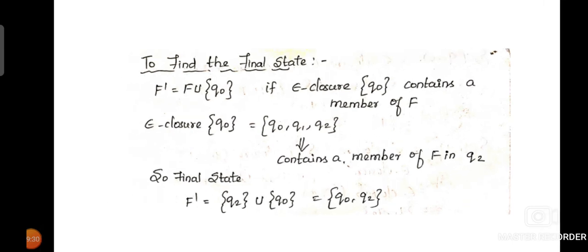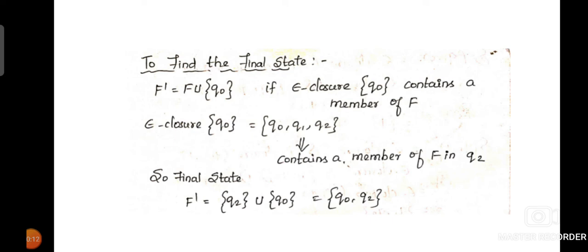Another important thing is, we have to identify the final state for the resultant NFA, and for that we will follow one rule, that is F dash equal to F union starting state. F dash is our final state for our resultant NFA. Here, if the epsilon closure of Q0 contains a member of F, we have to include that state in our final state. In our given system, our final state is Q2.